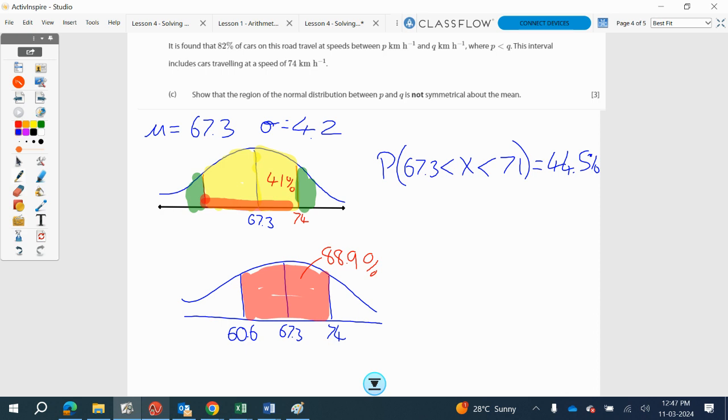So you have to give your reasons. And you have to say 88.9% is bigger than 82%, which means it's not possible that the region is symmetrical.